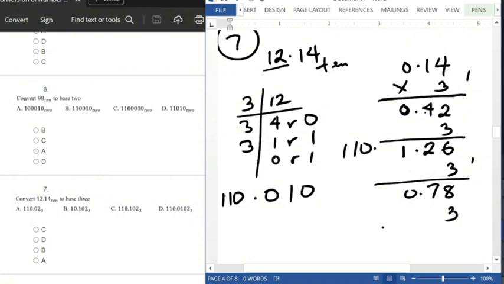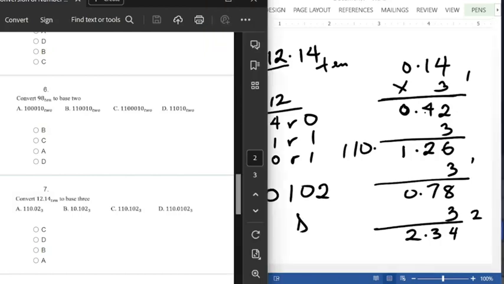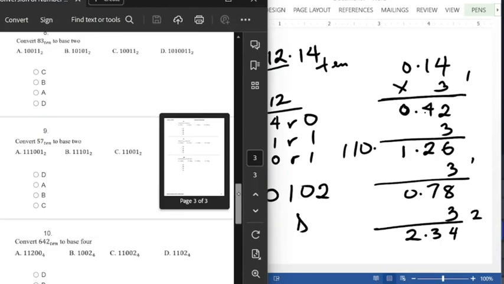So we have 3, right? 3 times 8 is 24. We carry 2. 3 times 7 is 21 plus 2, that is 23. We put 3 here, we put 2 here. So which means 2 will be here. So that is option D, as you can see. Good. Excuse me. I hope this is very clear. Let's go to question number 8.